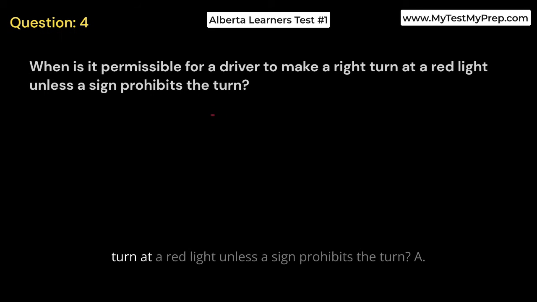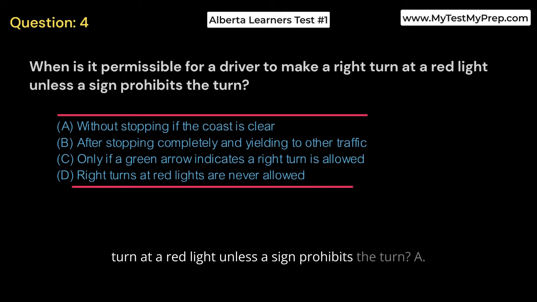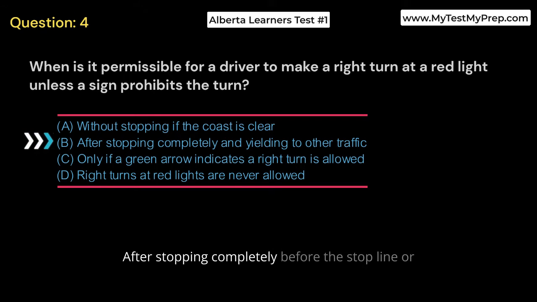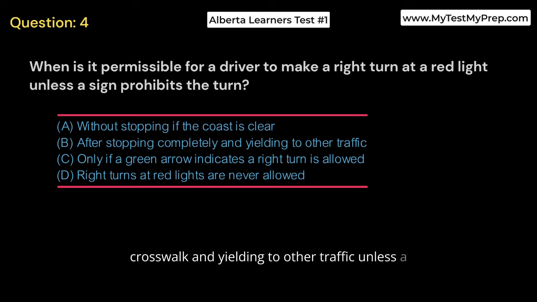When is it permissible for a driver to make a right turn at a red light unless a sign prohibits the turn? A. Without stopping if the coast is clear. B. After stopping completely and yielding to other traffic. C. Only if a green arrow indicates a right turn is allowed. D. Right turns at red lights are never allowed. Answer B. After stopping completely before the stop line or crosswalk and yielding to other traffic, unless a sign prohibits the turn.